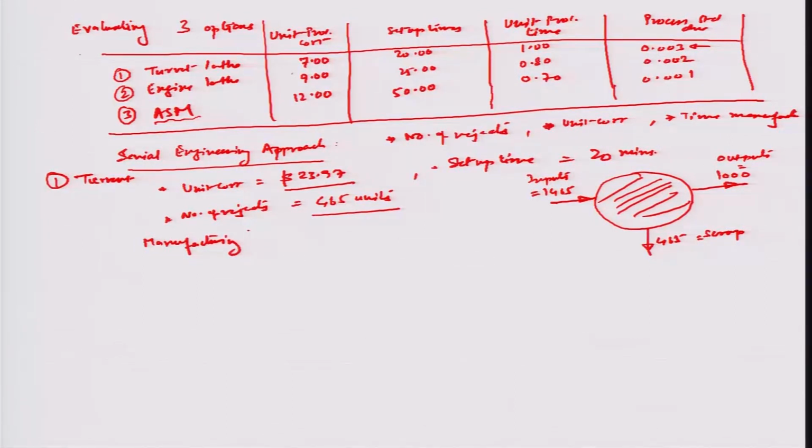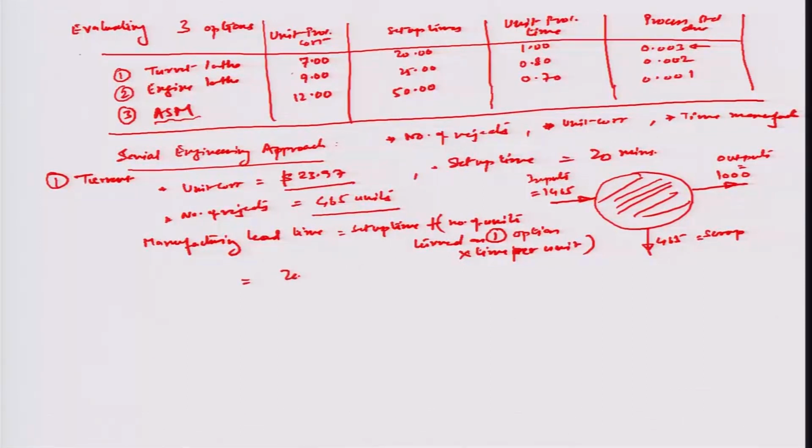The manufacturing lead time for the serial engineering approach is the total amount of setup time utilized plus the number of units turned on the turret lathe, the first option, times the time per unit on the turret lathe. So, this happens to be 20 plus 1465 times 1.00 time units, which is about 1485 time units or minutes in this case. So, the serial engineering approach produces with a turret lathe a product which has a unit price of about $23.97, rejects about 465 units and takes a manufacturing lead time of 1485 units. And this is the alternative which was chosen in the serial engineering approach.